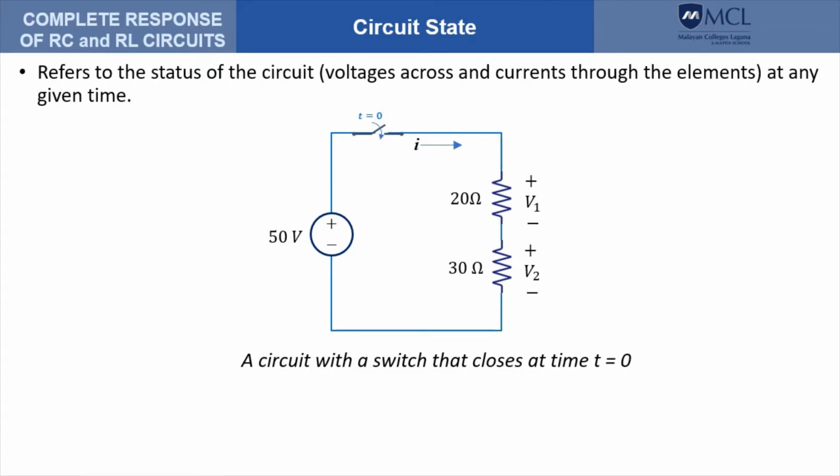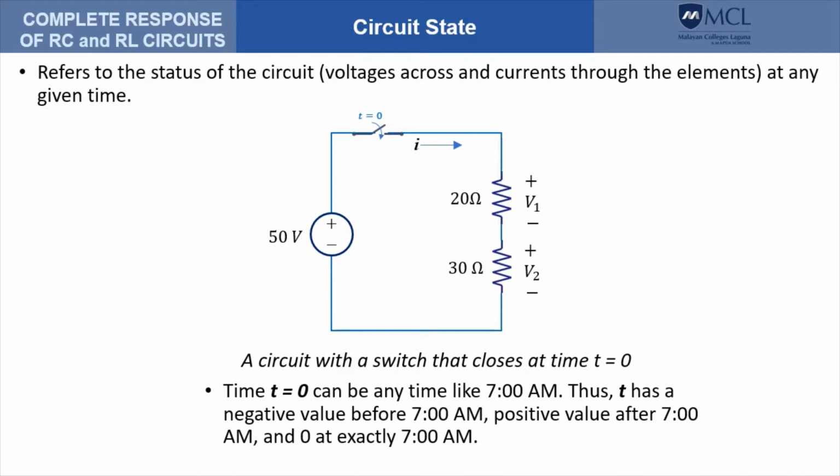Consequently, the state of the circuit will change because of the introduction of that change, which results in a current that flows through the resistive elements, and the development of the voltage across those elements.